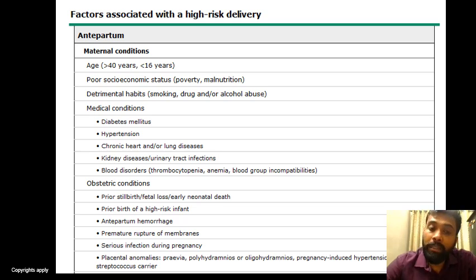obstetric conditions such as prior stillbirth, prior birth of a high risk baby, bad obstetric history, then antepartum hemorrhage, then premature rupture of membranes, sepsis during pregnancy, and of course placental anomalies such as placenta previa and polyhydramnios, oligohydramnios, and all. Okay.